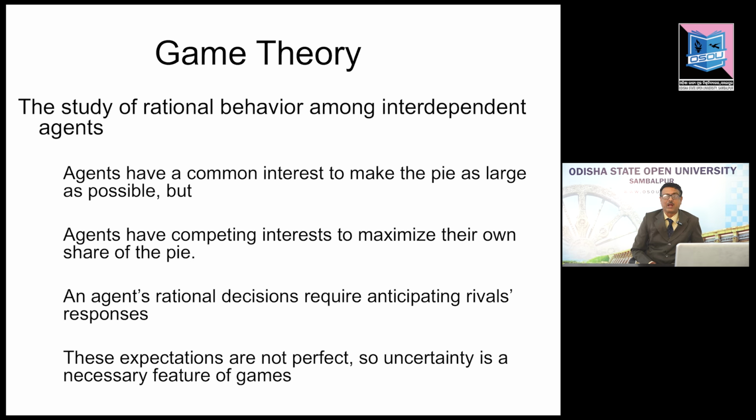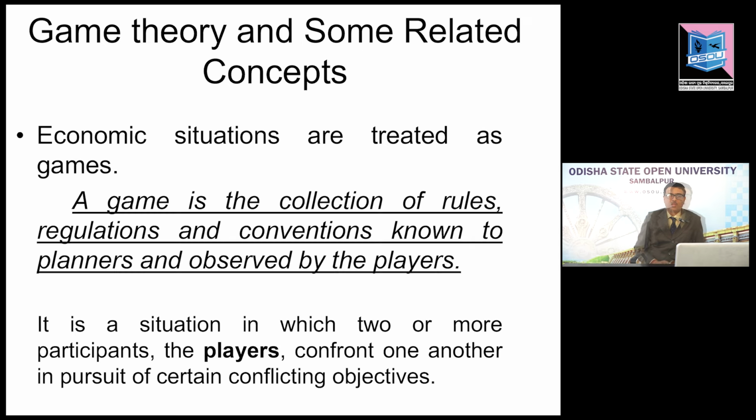An agent's rational decision requires anticipating rivals' responses. These expectations are not perfect, so uncertainty is necessarily an integrated feature of games. Now we shall discuss some related concepts. Economic situations are treated as games.